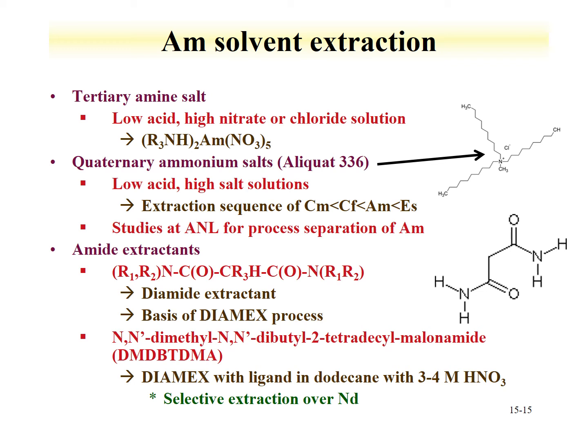There's also a number of amide extractants. The amide functional group is shown here. This is the basis of a process that's been evaluated in Europe called the DIAMEX process, where this malonamide has been used as part of the DIAMEX process, and in 3 to 4 molar nitric acid, now we're at higher acid concentrations, you get a selective extraction of americium over neodymium.